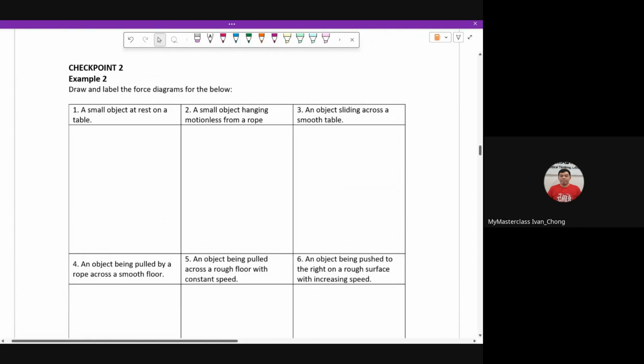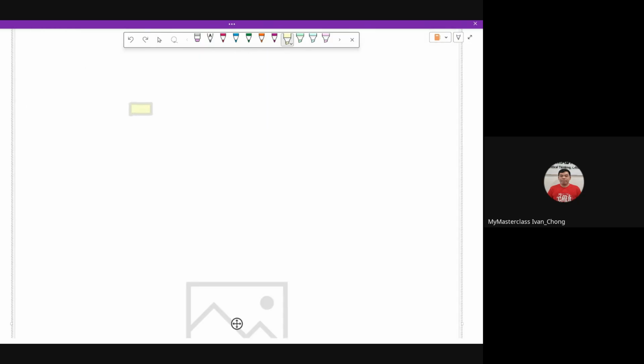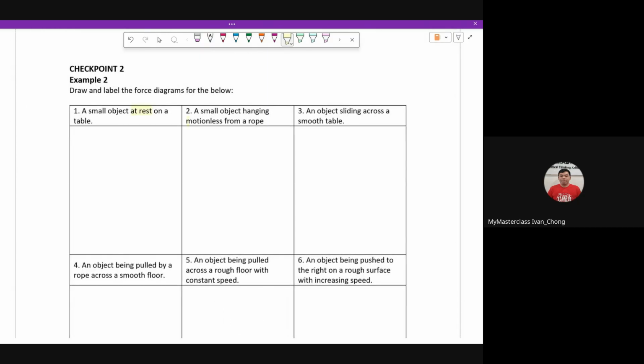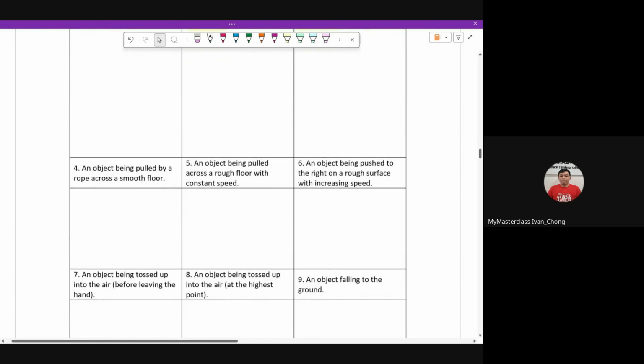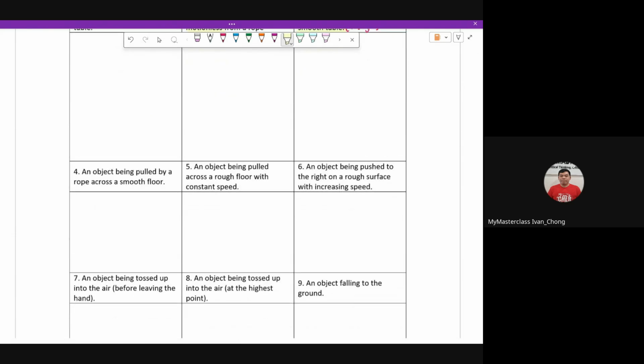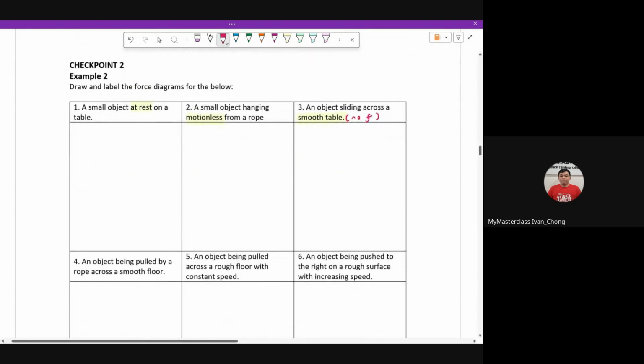First thing, you are at rest. You are motionless. You are sliding across a smooth table. When you see the word smooth, it means no frictional force. Okay, so you are sliding across it. Next one, let's talk about this. Okay, let's do the first three first.